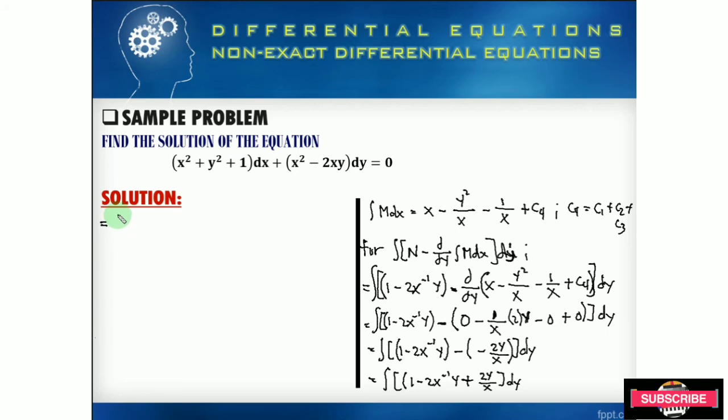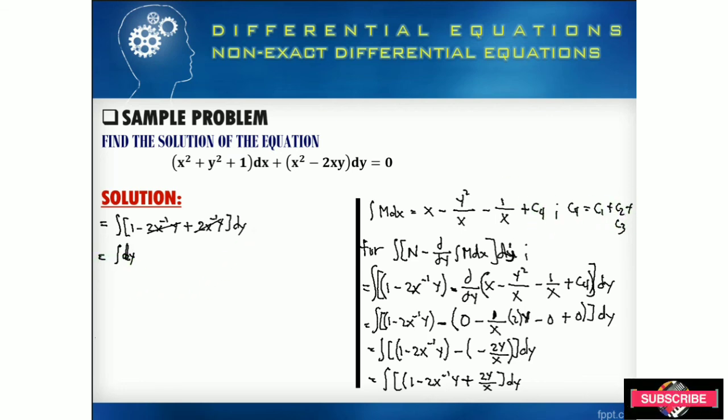So we have then here the integral, it's just equal now to the integral of 1 minus 2x raised to the negative 1 times y, and then if we raise up the x in the third term, this is 2x negative 1 times y, so this is dy. So this will just cancel each other out. So this is equal now to the integral of dy.